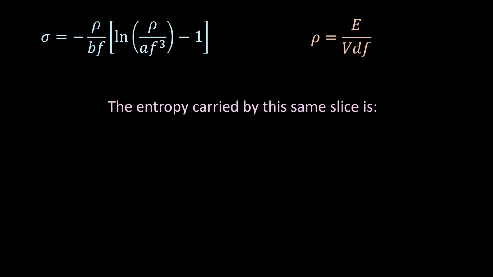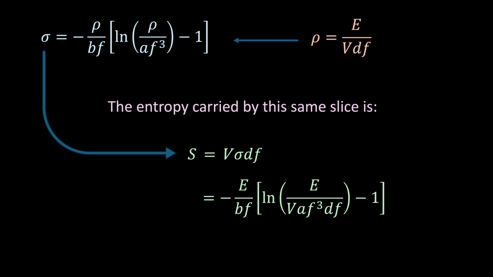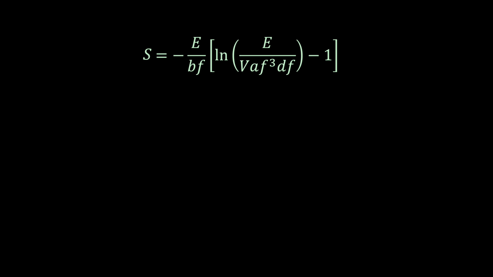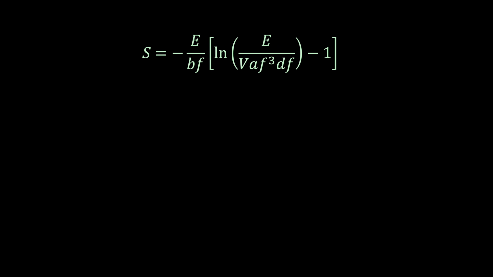Now, the entropy carried by this same slice is, as noted earlier, equal to V times σ times df. So what we can now do is substitute our expression for ρ into our expression for σ, and then finally substitute this into our expression for the total entropy, and we end up with the following relation. And this is what Einstein wanted, an expression for the entropy of a narrow, almost monochromatic slice of radiation carrying total energy E in a volume V.